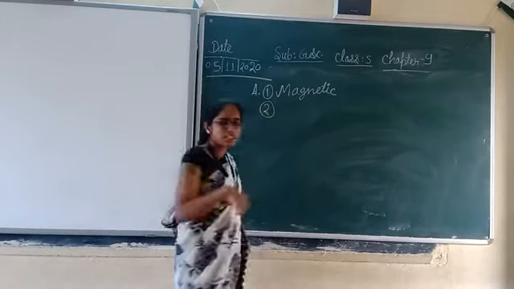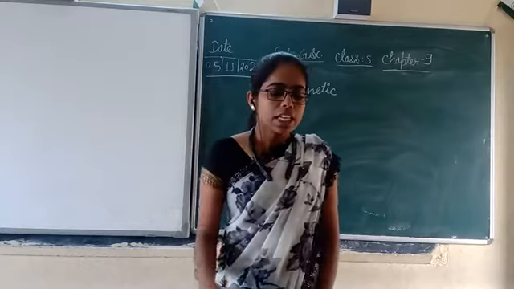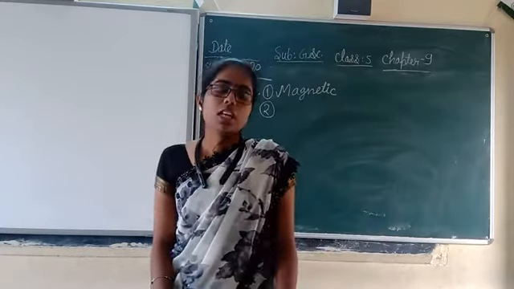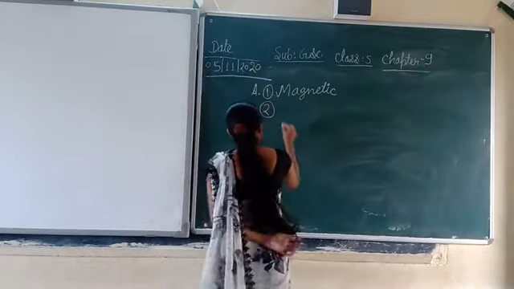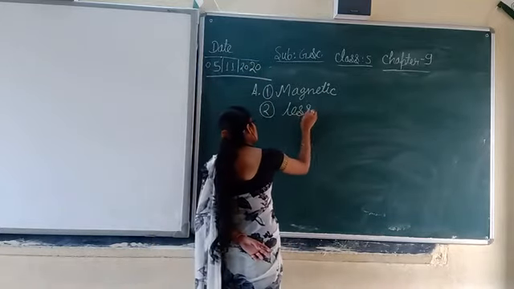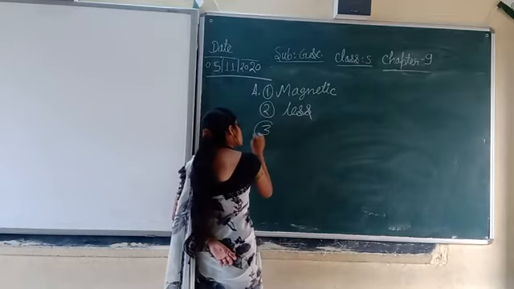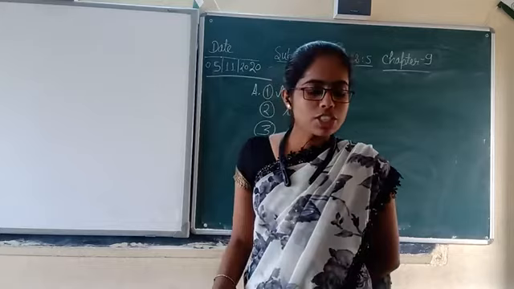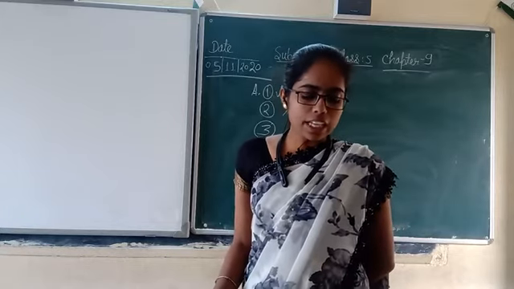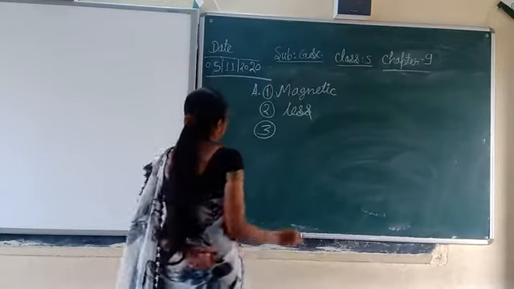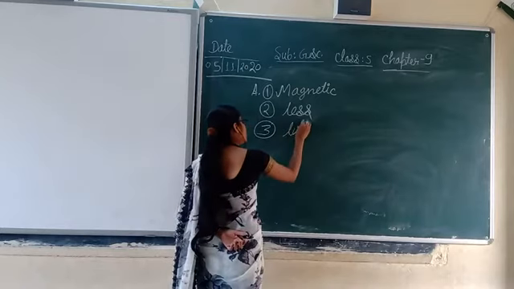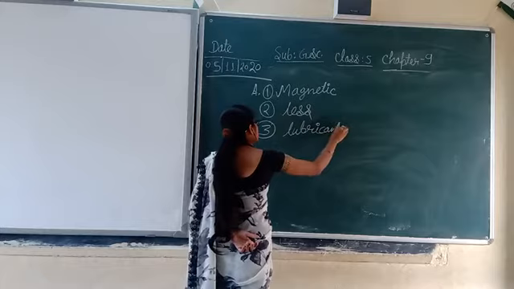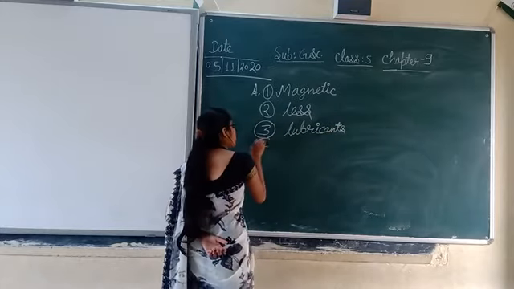In the second question, the force of friction is dash on a smooth surface. The force of friction is less on a smooth surface. For the third question, oil and grease are called what? Lubricants. Oil and grease are called lubricants. Then question number 4.